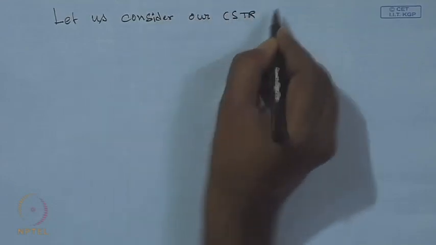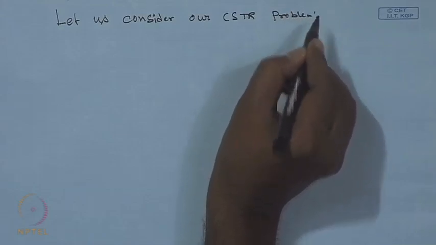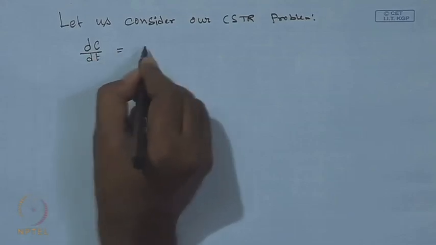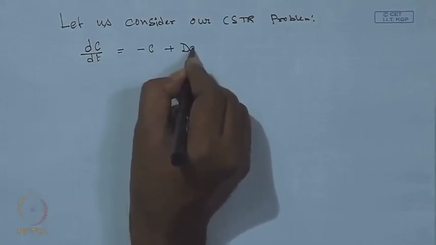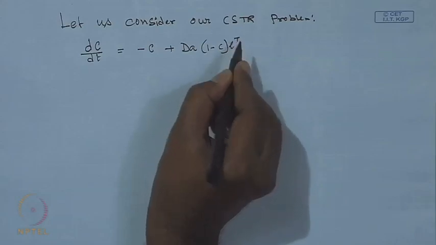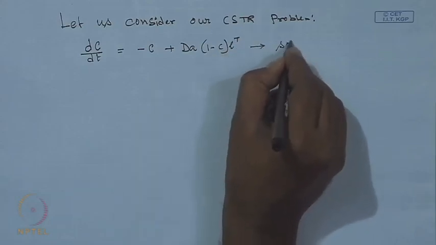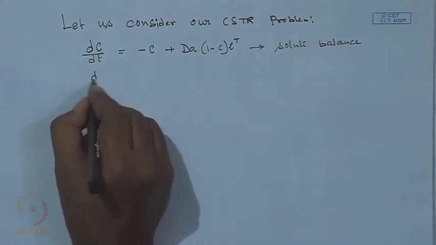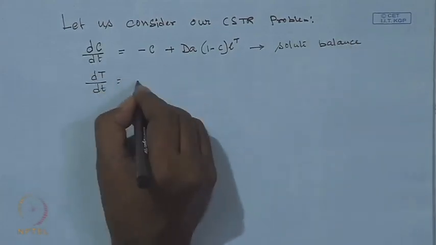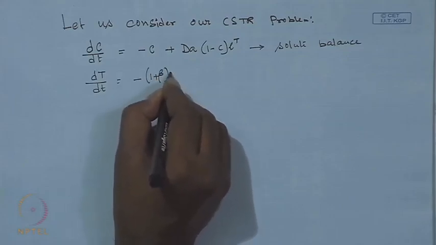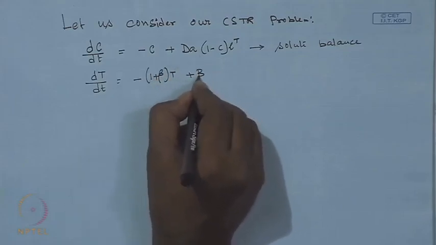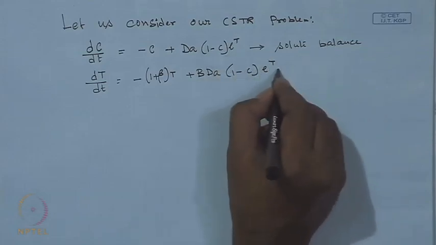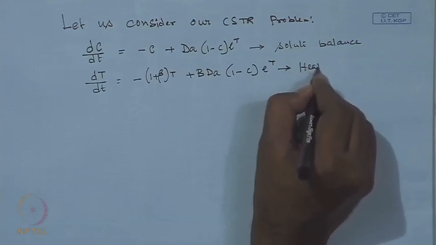Now, let us consider the CSTR problem, whatever we have discussed in case of contraction mapping. In our CSTR problem, the solute mass balance was given by dC/dt is equal to minus C plus Da (1 minus C) e to the power T. This is nothing but the solute balance. And dT/dt is given by minus (1 plus beta) T plus B times Da (1 minus C) e to the power T. So, this will be the heat balance equation.